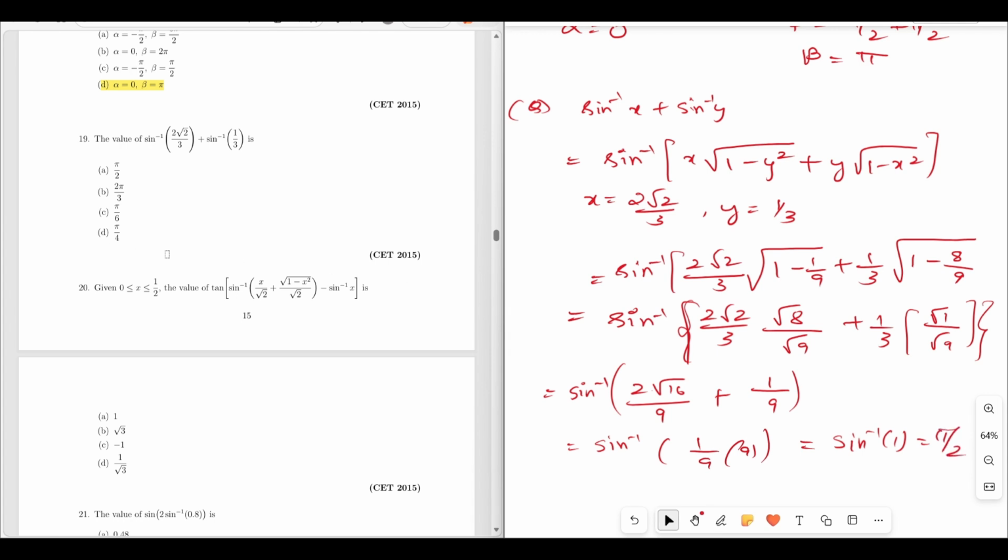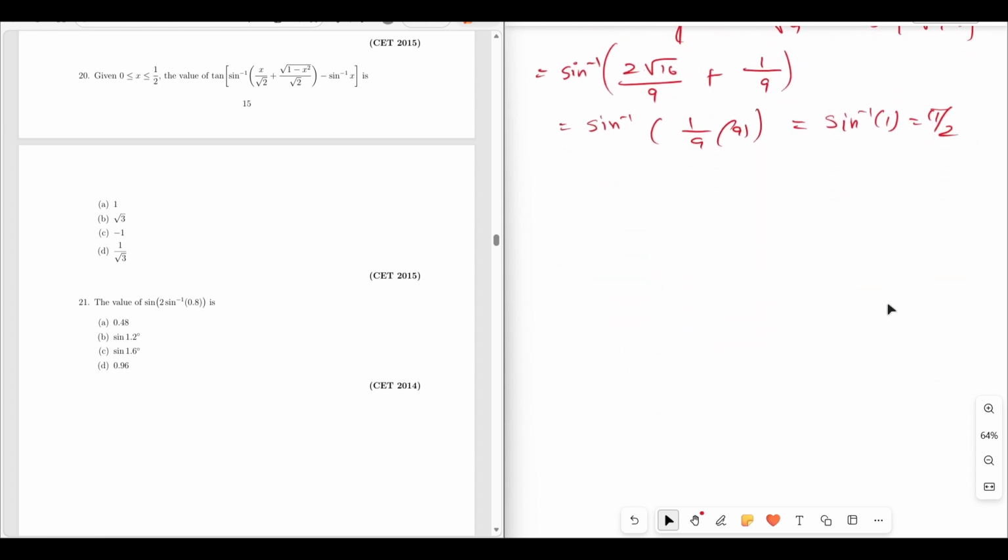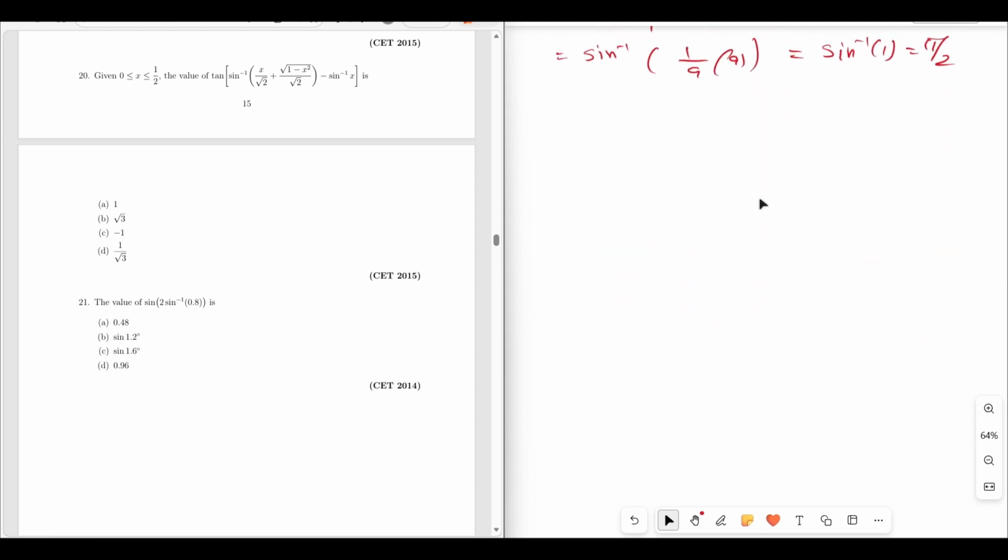So then which is the right option? The option is A, pi by 2 is the correct answer. So moving on to few more questions which have been left out. 20th question in this file.